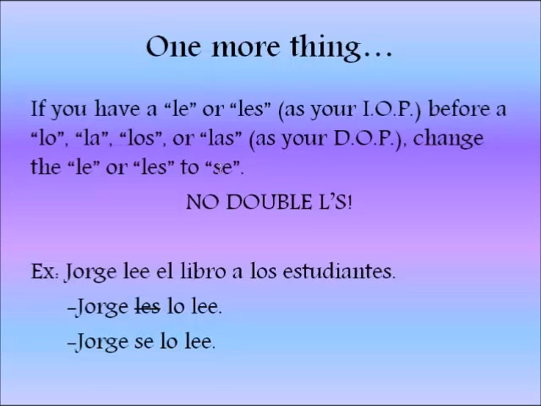Again, if you've got a sentence like Jorge reads the book to the students, if we went ahead and changed the students to les and we changed the book to lo, we would say Jorge les lo lee. Whew, that's hard to say. Jorge les lo lee. So instead we're going to change this indirect object pronoun from le or les to se. It doesn't have to be se, so it's always se. Whether it's singular or plural does not matter. And that gives us Jorge se lo lee.